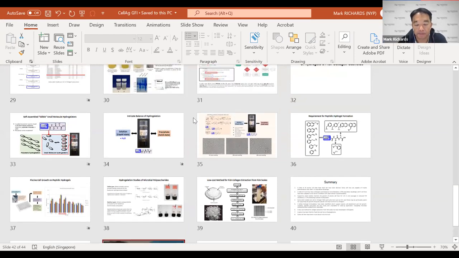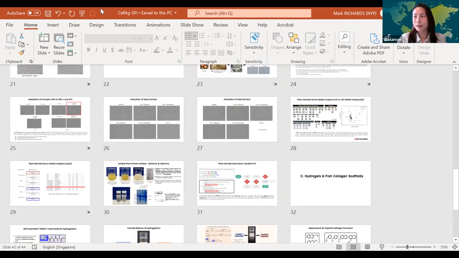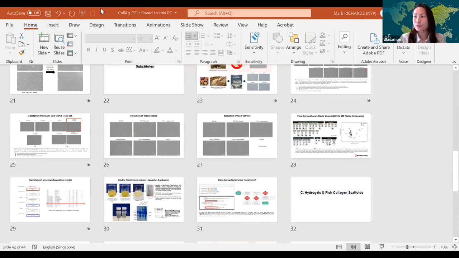So we already have a few questions coming in. The first question is, will these cell lines that your lab is developing eventually be made available for other researchers?